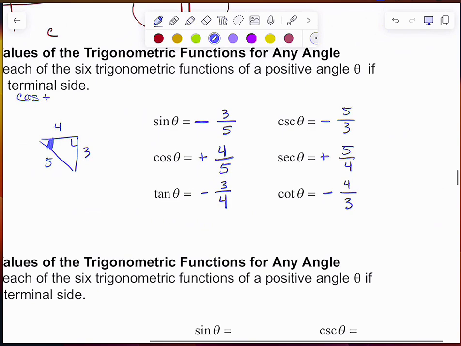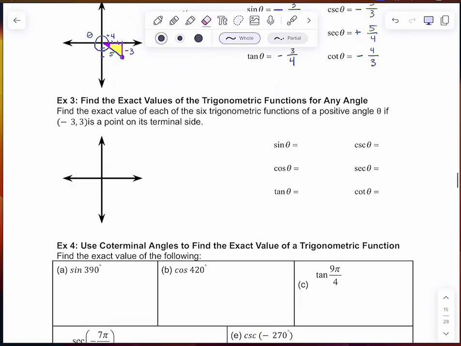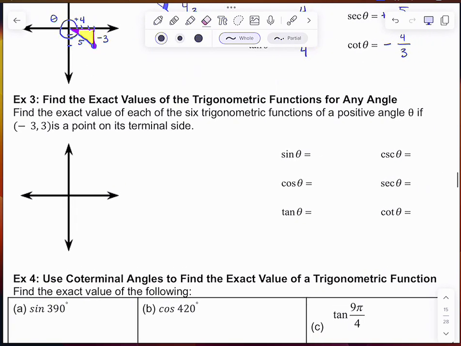And then our reciprocals. So negative 5/3, 5/4 is positive, and negative 4/3. By the way, if you put the negative on the top or the bottom, it's the same as negative 3/5. I don't care where you put the negative. Okay? Whichever you like. Questions before I let you loose on the next one? All right. You do number 3. There's a little twist to this one.